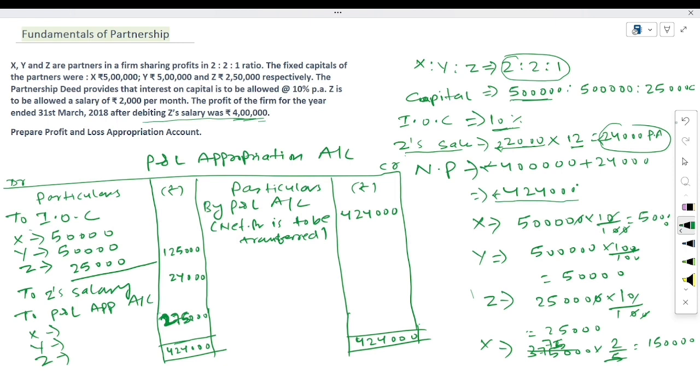Now we will have to distribute this profit among the partners. So here the ratio is given. In this way we will distribute this profit in this ratio: 2,75,000 into 2 upon 5, it means 1,10,000. Here X's profit will be 1,10,000, Y's profit will be the same because X and Y have the same ratio, and Z's profit will be 55,000.